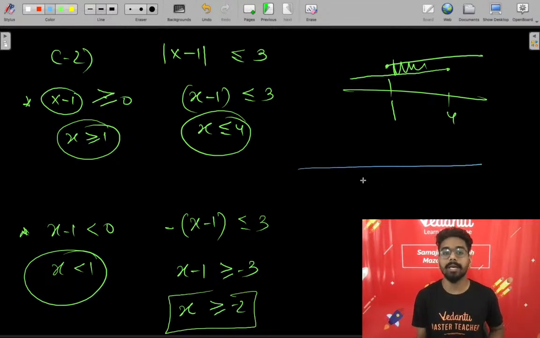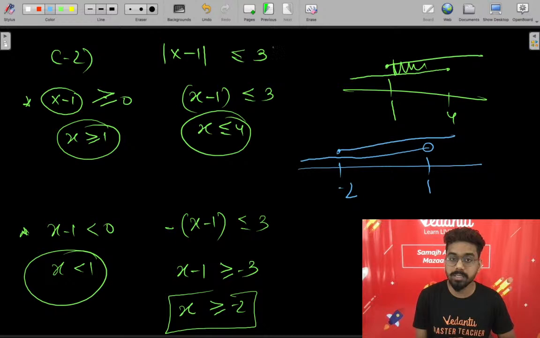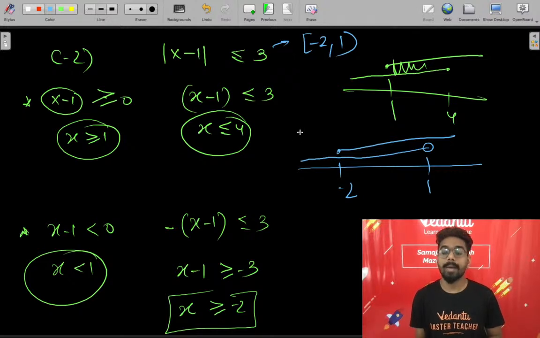We will draw on the number line. This is 1 and this is minus 2, which says x greater than equal to minus 2, but x less than 1. So the final solution from this case number 2 is minus 2 to 1.